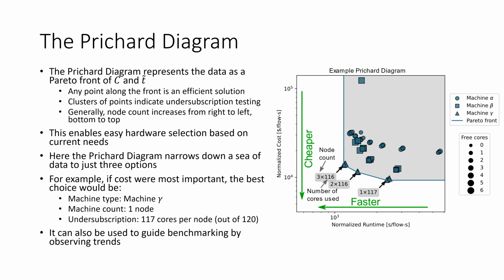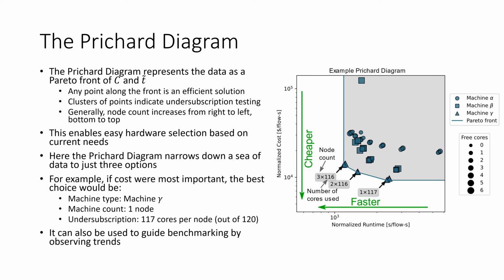So this simplification, this plotting method, enables easy hardware selection based on whatever your current constraints are, whether speed is more important, cost is more important, or perhaps a compromise of the two is the best for your current situation. So in this instance, the Pareto front, the Prichard diagram, narrows down this whole sea of data points to just three potential options.